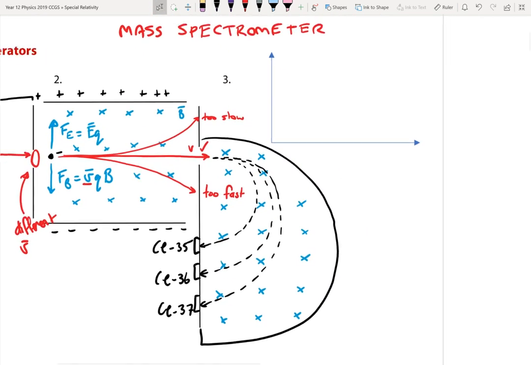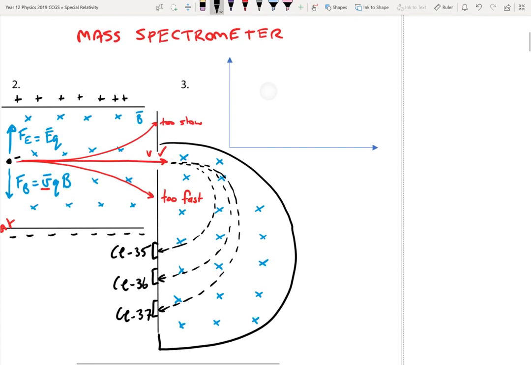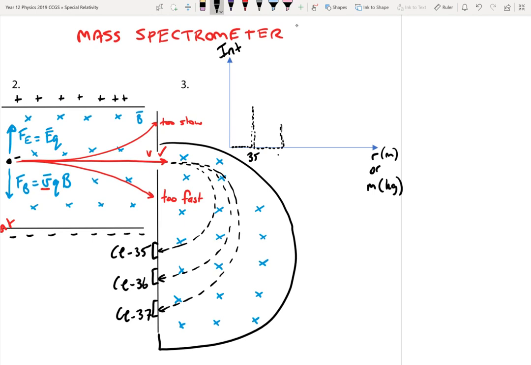Up here, you've got a little graph that I'd like to quickly sketch. This is the kind of result that you get. Intensity over either radius or mass, because we saw that they are directly proportional. Here's what you get. You get nothing, nothing, nothing, and you get a massive spike, and that might be chlorine 35, and then you might get nothing, nothing, nothing, and then you might get 36, and then nothing, nothing, nothing, and then you might get 37.